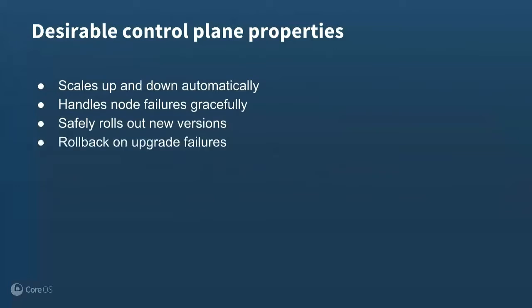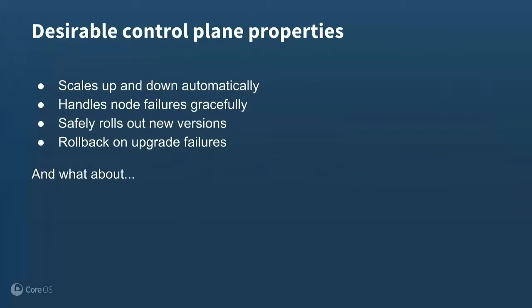We'd also like to roll back on upgrade failures. So perhaps we complete this upgrade to the new version of Kubernetes, but then we realize that some of our workloads have failed. They're not compatible with the new version, or some other unforeseen problem has happened. We would like to roll back to the last known good state as quickly and as easily as possible.